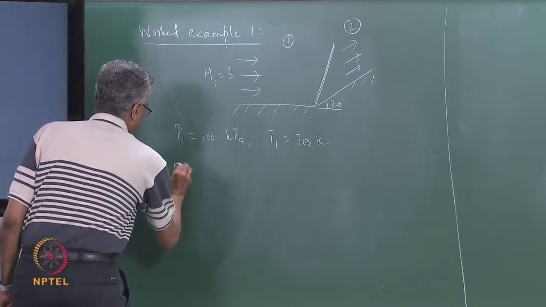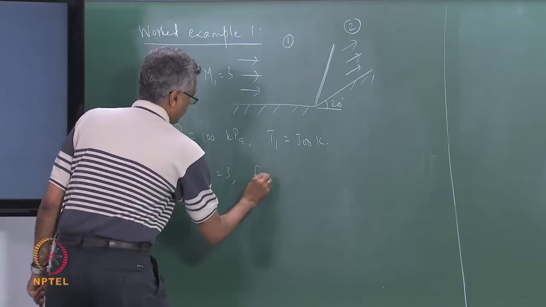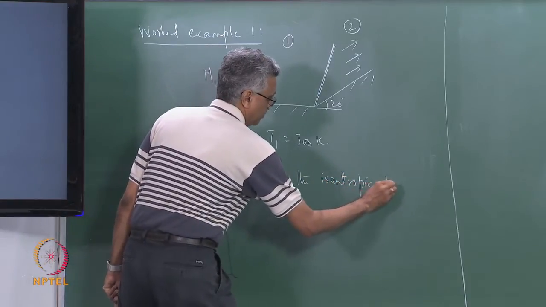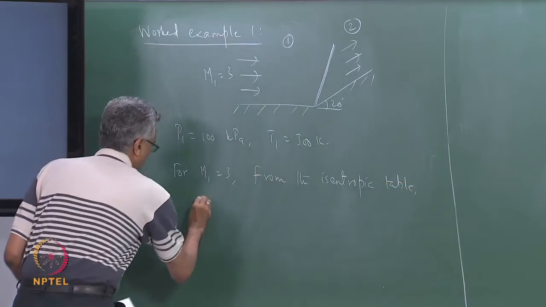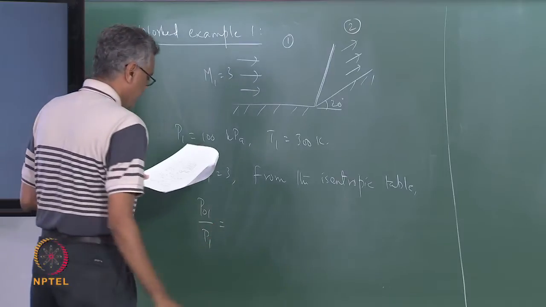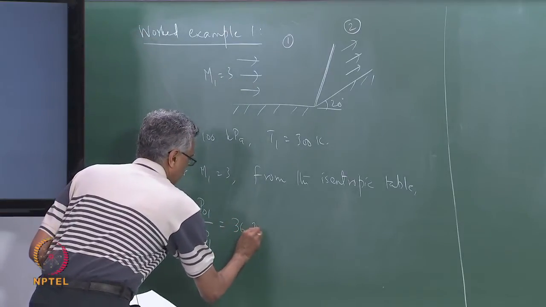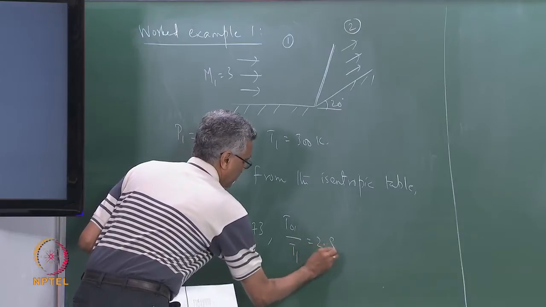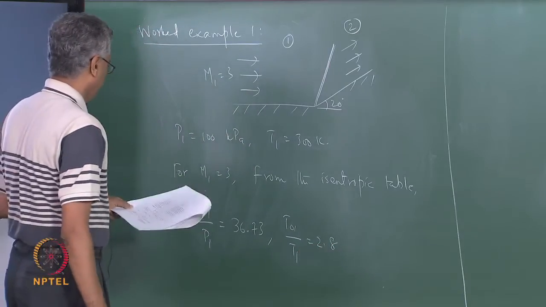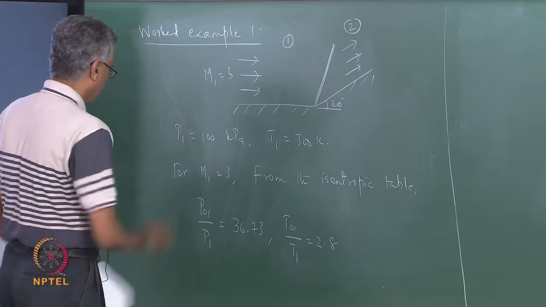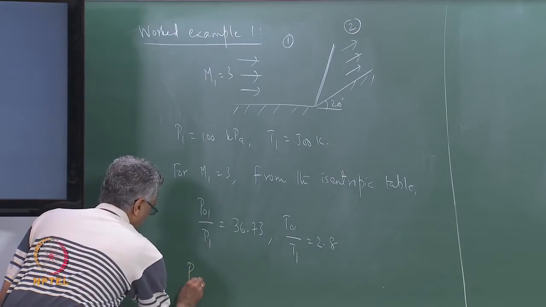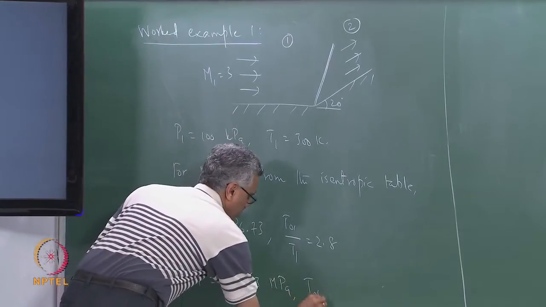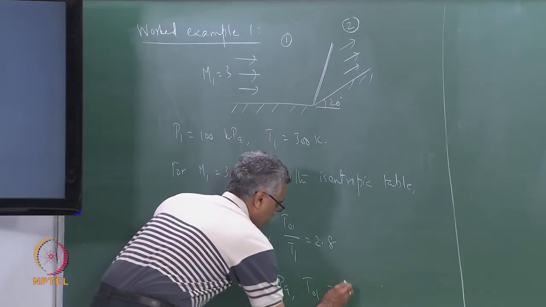So for M1 equal to 3, from the isentropic table, we have P01 over P1 equal to 36.73 and we have T01 over T1 equal to 2.8, from which I get P01 equal to 3.673 megapascal and T01 to be 840 Kelvin.